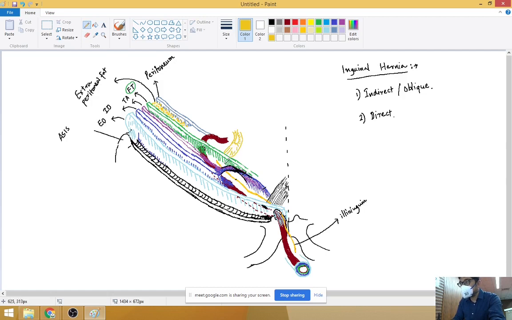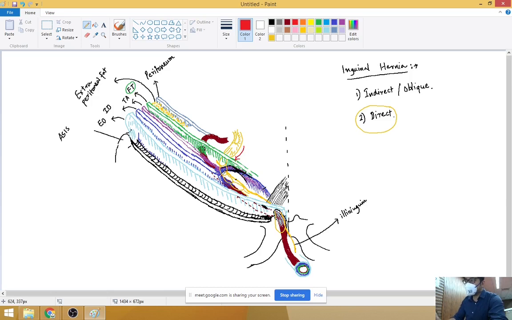and giving pressure over here in the posterior part of the fascia transversalis. So again it can come like that, it will travel like this, and ultimately it will come out like this. So this is the direct inguinal hernia, which comes and gives pressure directly from the posterior wall.